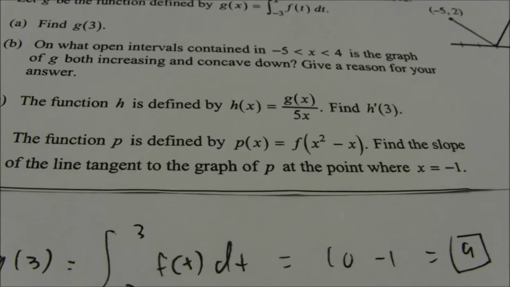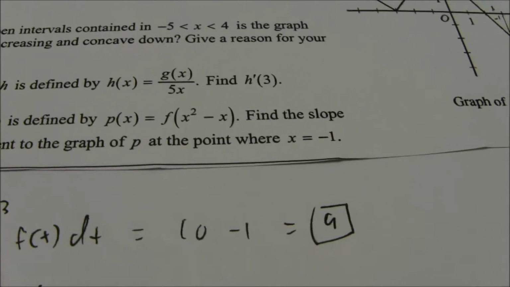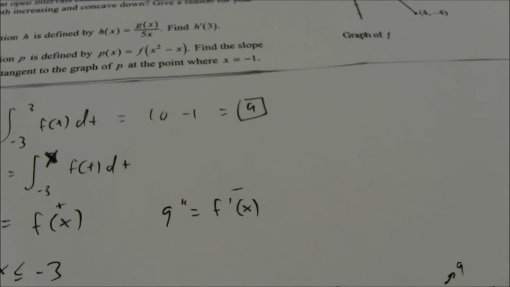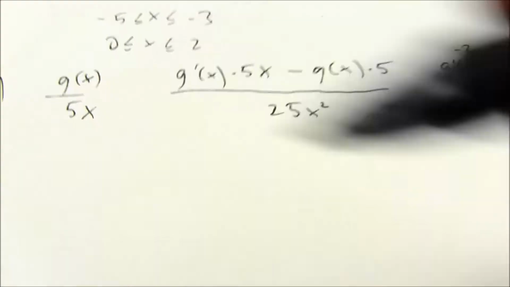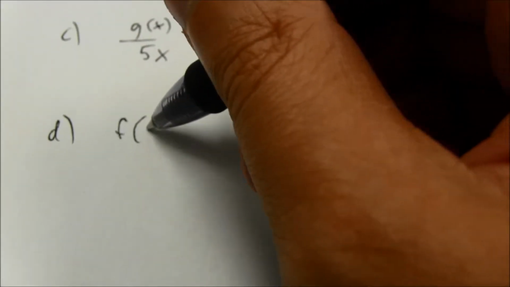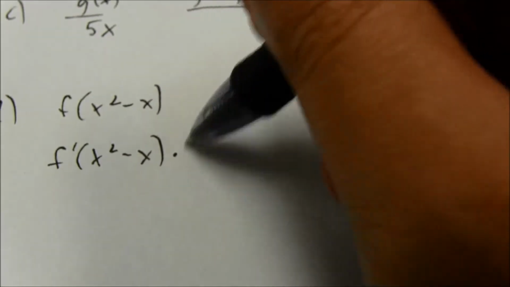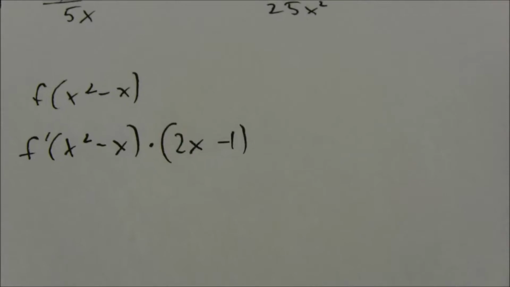Okay. Take a look at the last part. It says function p is defined by this equation. It says find the slope of the tangent line of the graph at the point where x is equal to negative 1. Okay, the slope of a tangent line, of course, is going to happen where you have a derivative. So let's see. So we're going to take the derivative here. You take the derivative, our original function is f of x squared minus x. To take a derivative, you take the derivative of the outside function. The inside function doesn't change. But then you multiply, according to the chain rule, by the derivative of the inside function. You get something that looks like that.